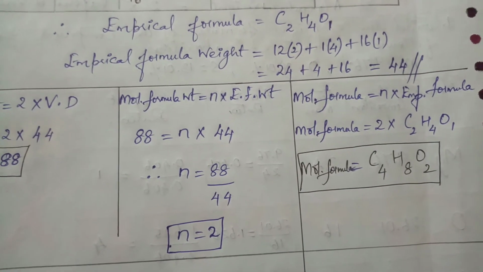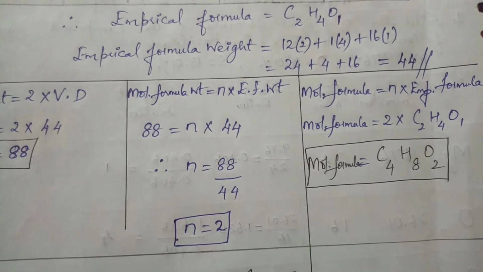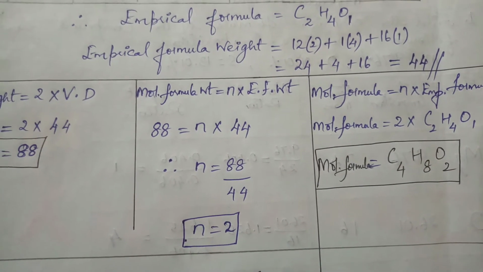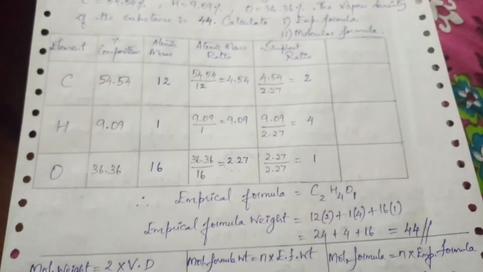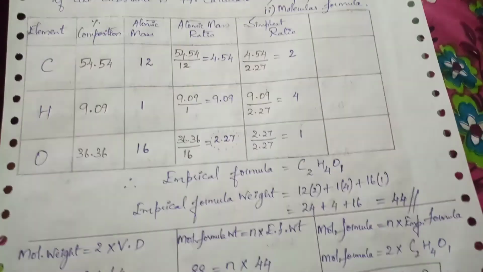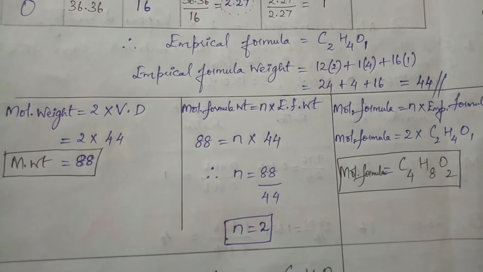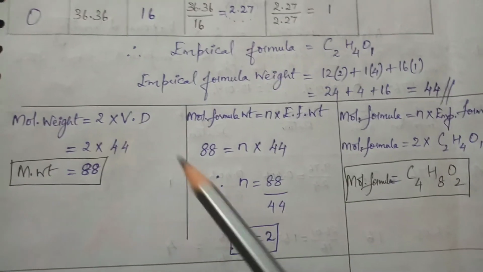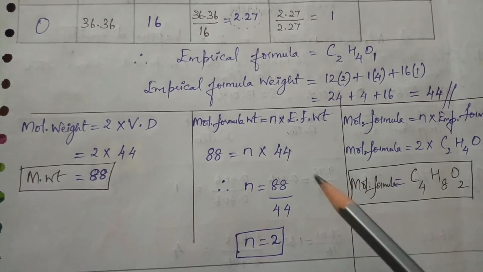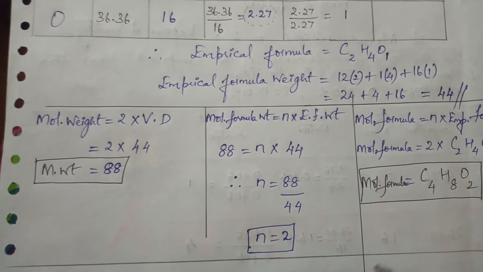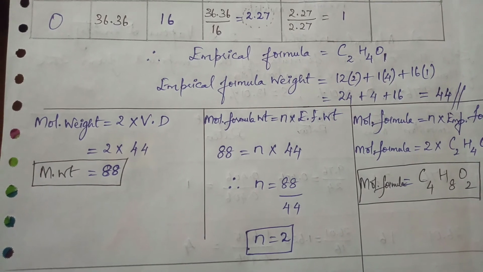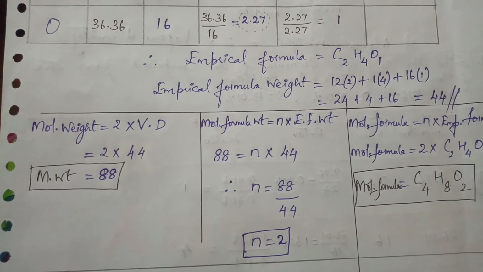Whenever the question asks to calculate the empirical formula and molecular formula, you have to do the calculation like this. Is it clear to all of you? Is it understood how to do the numericals for the calculation of the empirical formula? We need to make use of three formulas when vapor density data is provided in the question. So this is how we need to do the empirical formula calculation when vapor density is provided in the question.